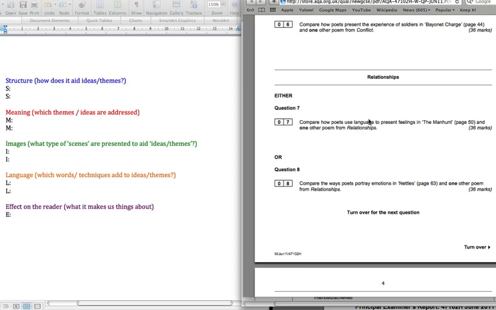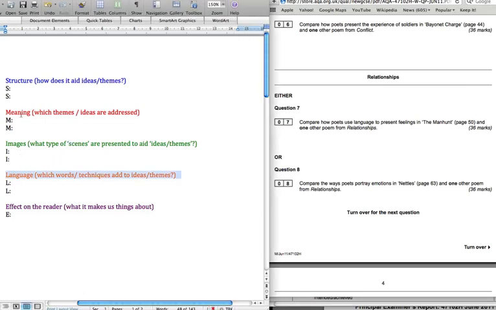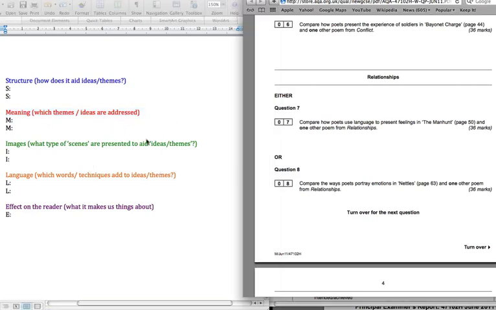So if we look at this one, compare how the poets use language to present feelings in Manhunt. So how did language present the meaning? How's it supported by the images? And how's that also supported by the structure? But your main focus is going to be language, and your other main focus is going to be to support the meaning. And that would be the start or the build of your essay there. And that's what you really want to do. So hopefully that shows you why and how SMILE is relevant.